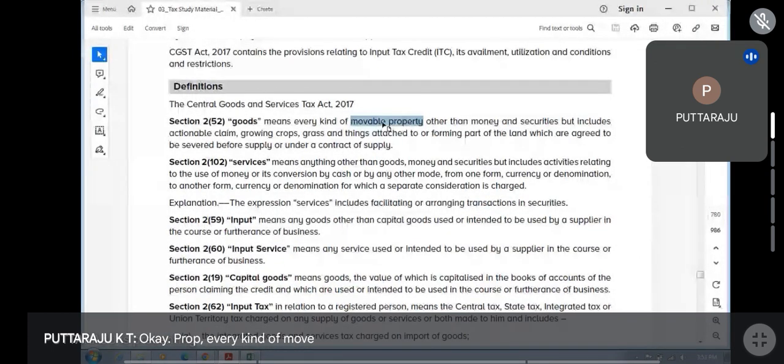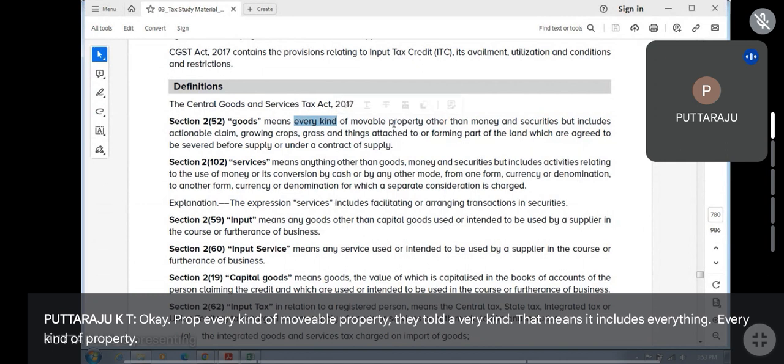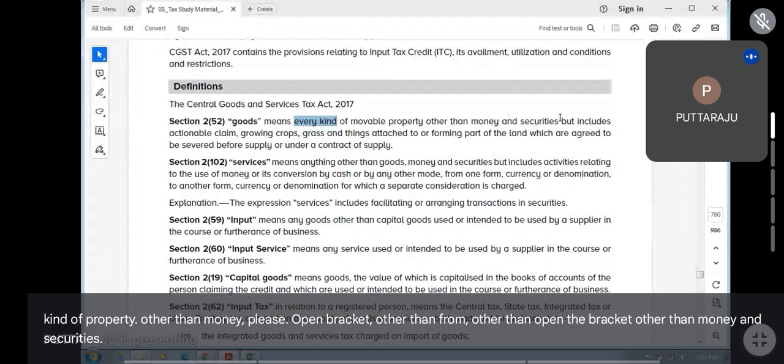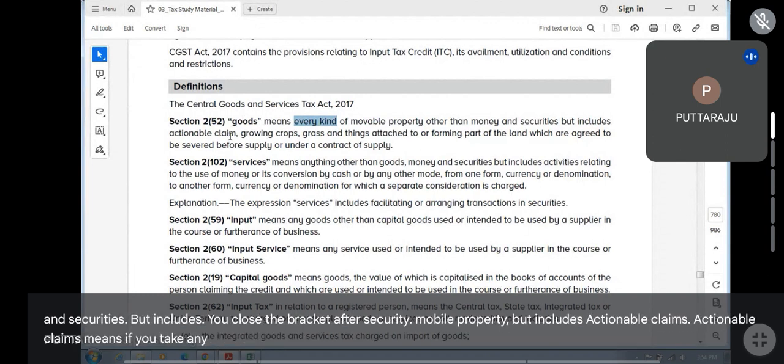Every kind of movable property, they said every kind. That means it includes everything. Every kind of movable property other than money. Please open a bracket: other than money and securities, but includes, and close the bracket after securities. Movable property, but includes actionable claims. Actionable claims means if you take any action to claim, that is called actionable claims.